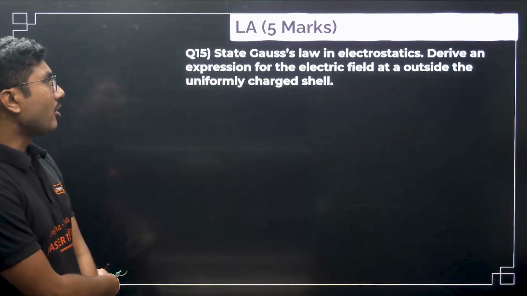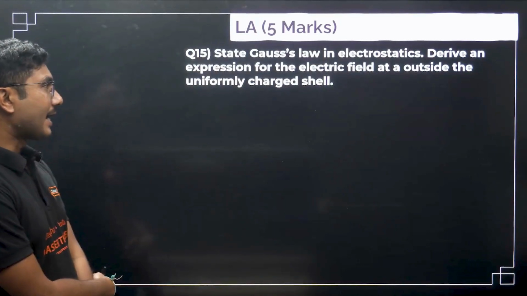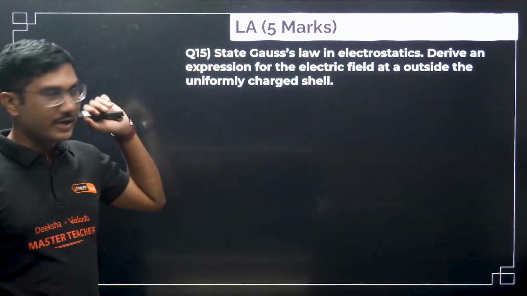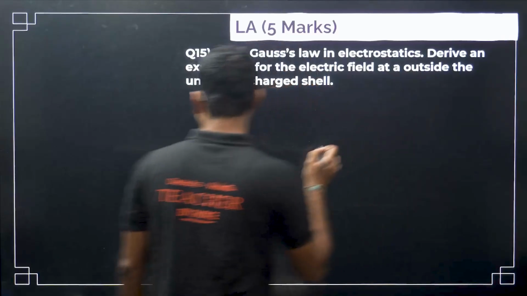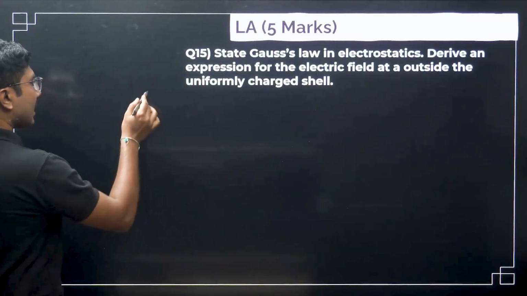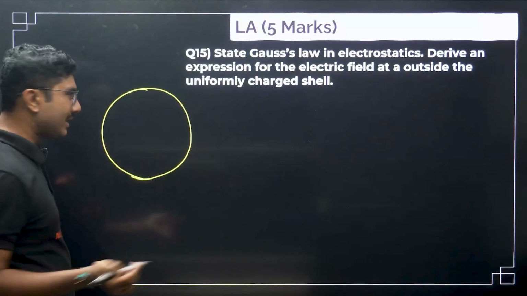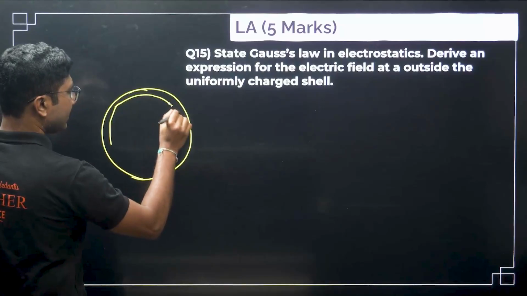Now, state Gauss's law in electrostatics and derive an expression for the electric field outside a uniformly charged shell. Again, the statement we have already discussed, so I am not going to discuss it over here. Again an easy question. Here we have a charged shell and we only have to find the electric field outside. Inside it will be 0 anyway, so no need to do that. Shell means obviously a thick cover.